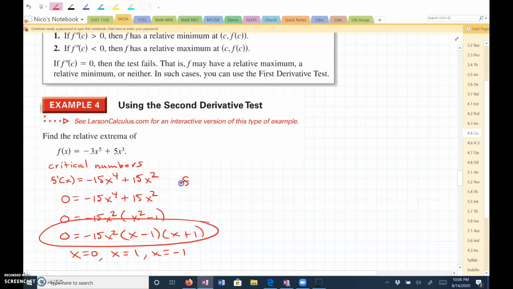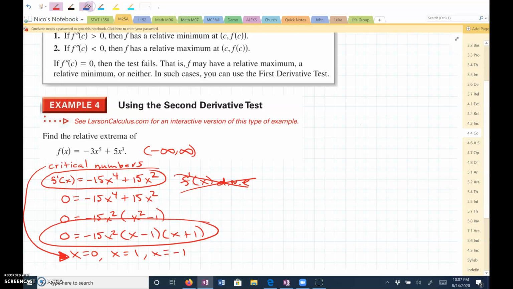Next we try to figure out the x values where this derivative does not exist, but that doesn't come into play here. Since this is a polynomial function, the domain is defined everywhere for the derivative, so there are no x values that would make the first derivative not exist. Remember that the domain of this function is all reals. Alright, so we have our critical numbers right here.